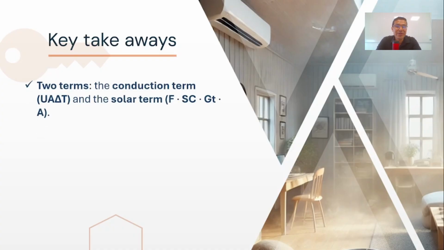The two-part model. First, remember the two-term model for window heat gain: the conduction term U A delta T and the solar term SC G T A. These two terms represent completely different physical processes. Heat moving through a material due to a temperature difference versus heat coming directly from the sun. You must always keep them separate in your calculations to get an accurate result.